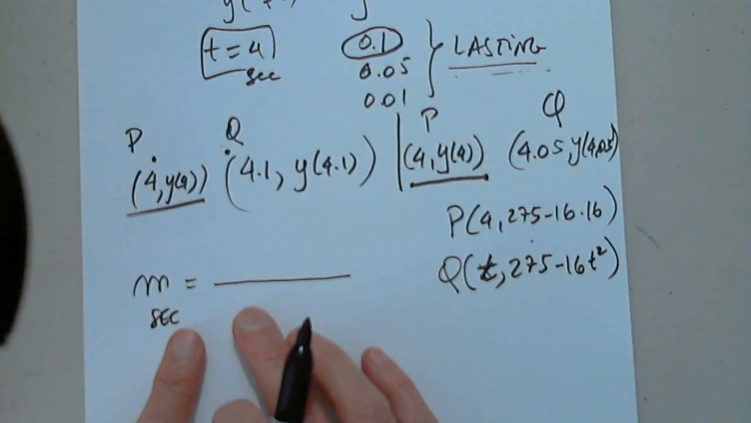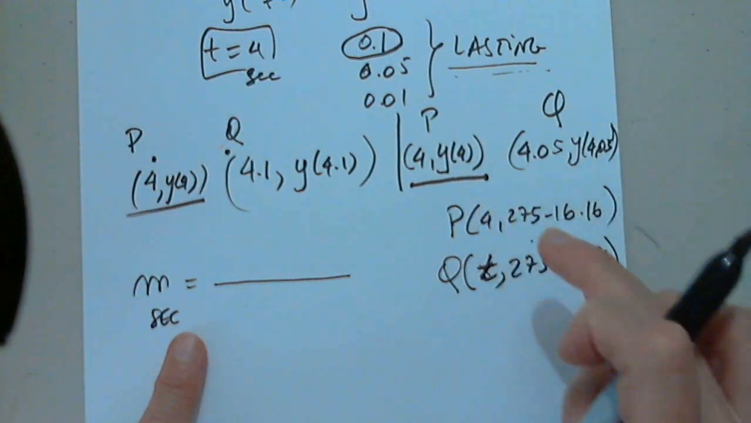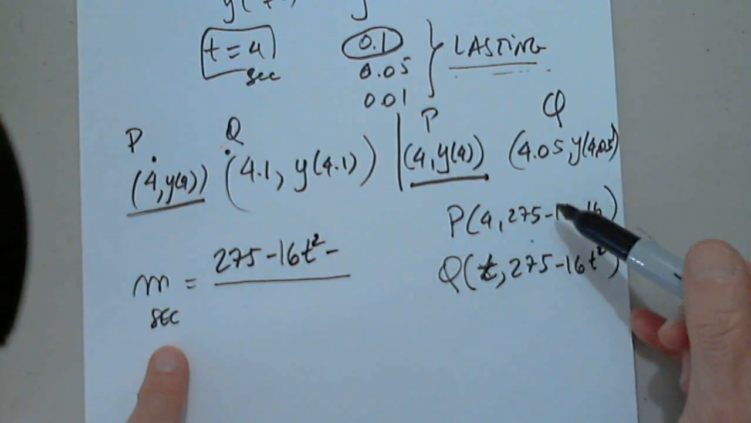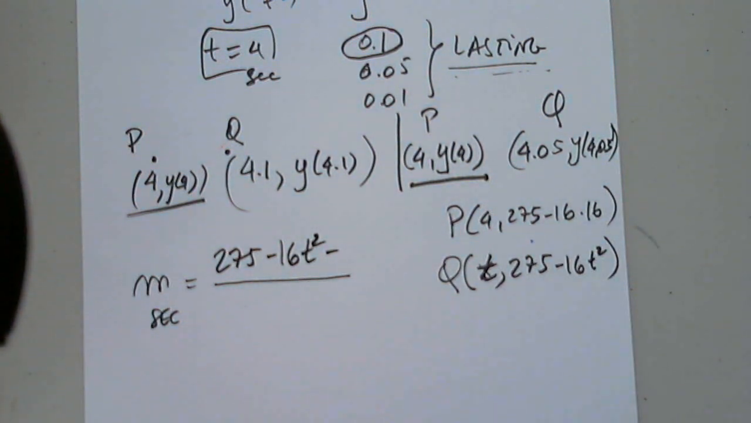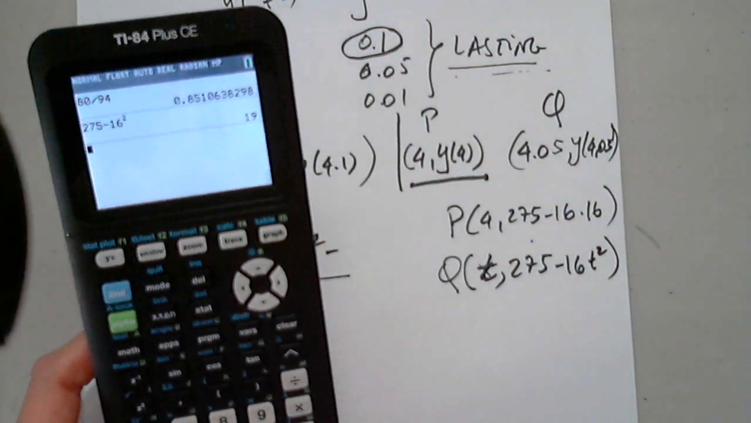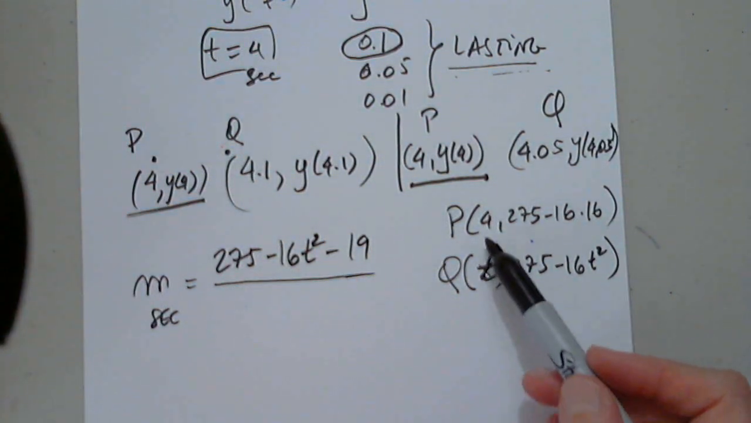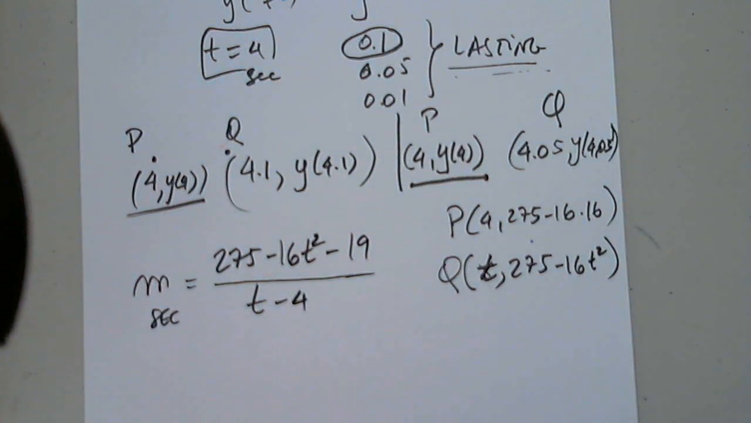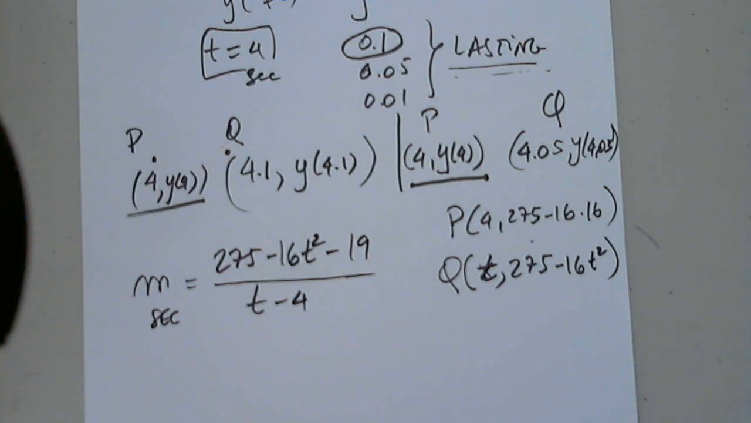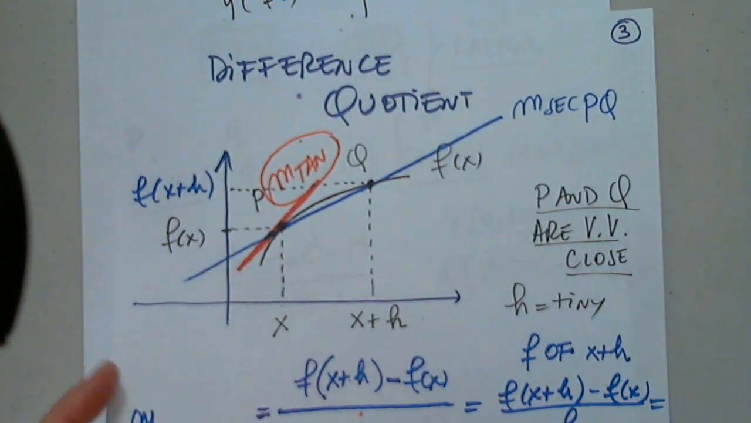So in order to determine the slope of the secant line, I have y2 minus y1 over x2 minus x1. So I have 275 minus 16t squared, minus this number, which I will get quickly. What is it? 275 minus 16 squared. What do I get? 19. Divided by t minus 4. Remember, this is what we did twice tonight. What do I mean by that? y2 minus y1 over x2 minus x1.